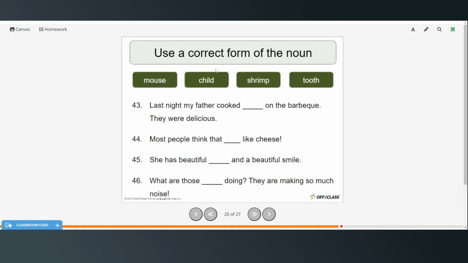All right, now they want you to use the correct form of the noun. Again, pause the video, fill in the answers, and then restart when you're ready to check. Okay, last night my father cooked shrimp on the barbecue. They were delicious. Most people think that mice like cheese. She has beautiful teeth and a beautiful smile. And what are those children doing? They are making so much noise.